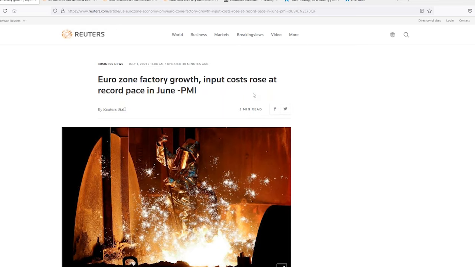But then the other side of that is, boy, if the central banks and governments provide too much support, then maybe we have hyperinflation rather than a healthy inflation, and that can cause problems as well. And so this is what we're looking at, is record factory growth and cost increase occurring in the Eurozone.